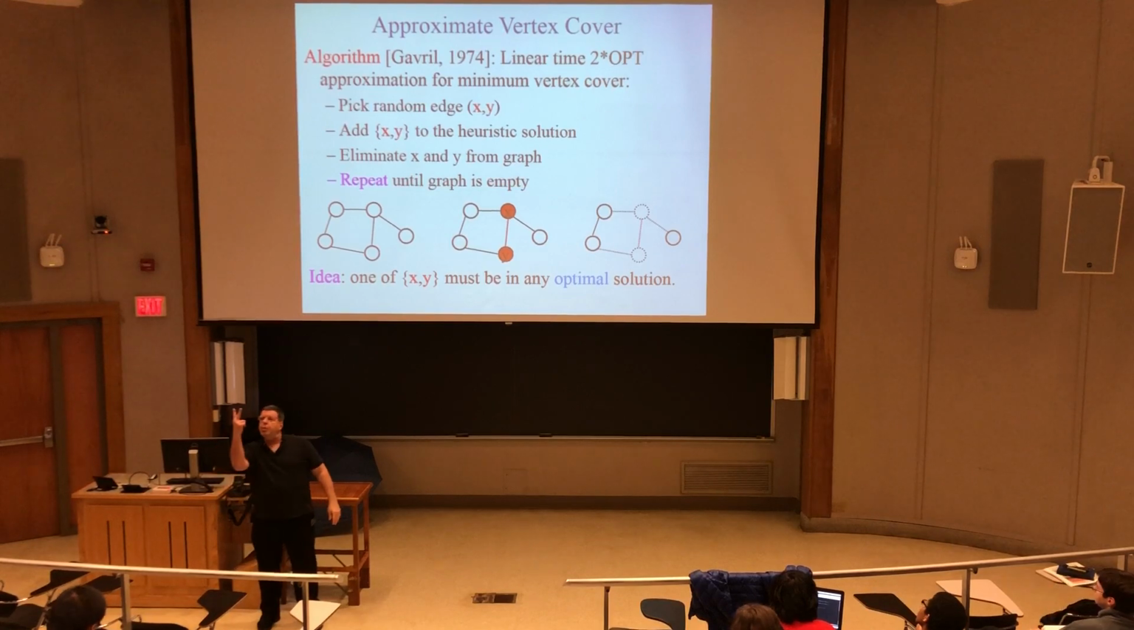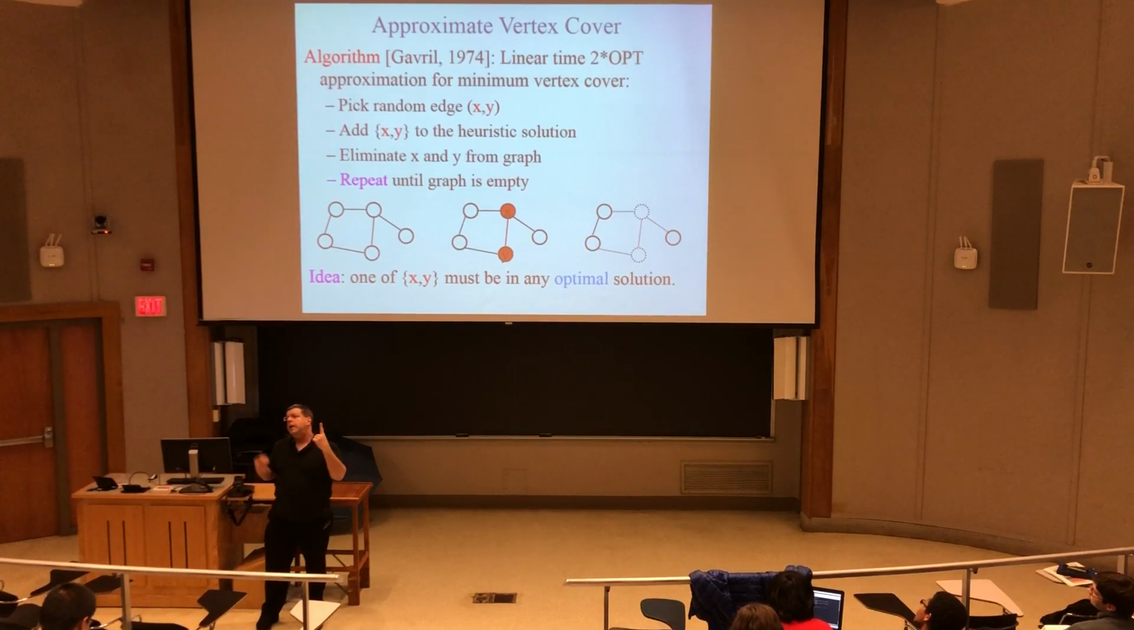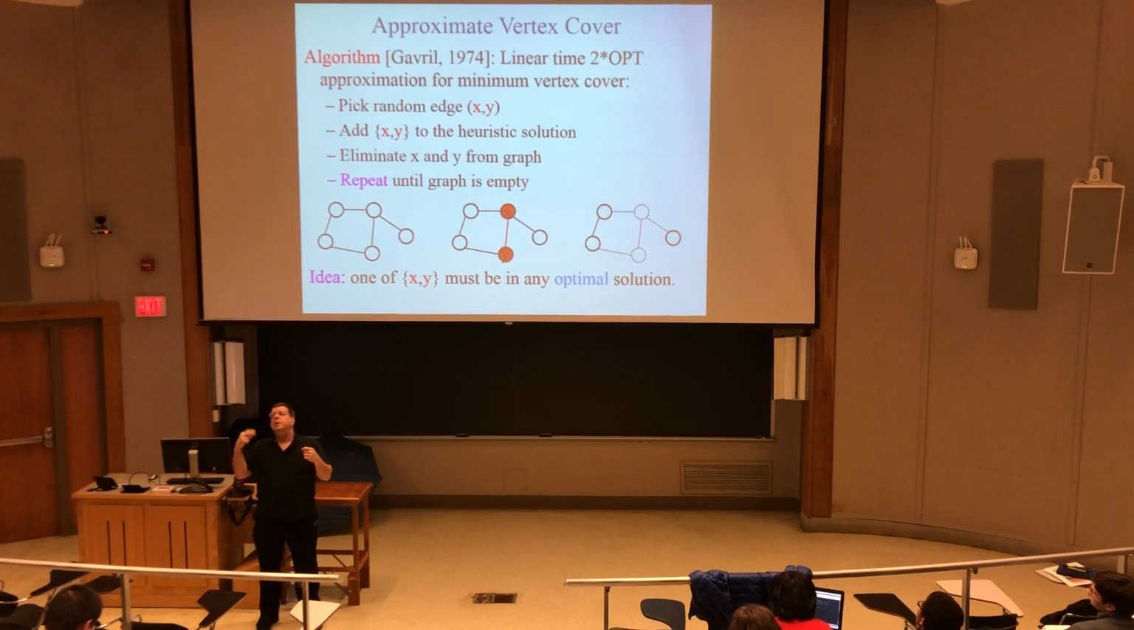Because you keep throwing 2 every time you need 1. Not 3, not 5, but 2. And one of them better be there in the optimal solution. And you keep doing this. So the number of vertices you'll end up with is no worse than twice what the absolute minimum has to be. Okay, any questions so far?